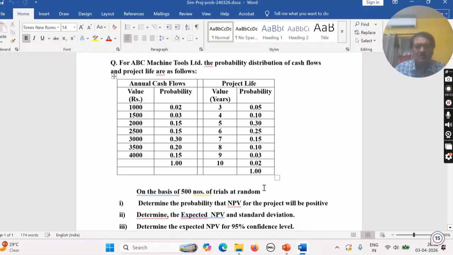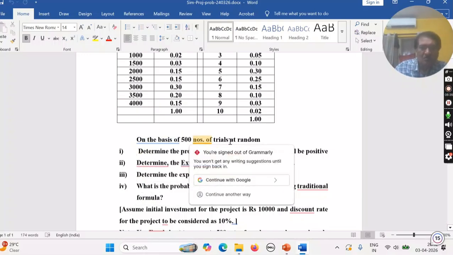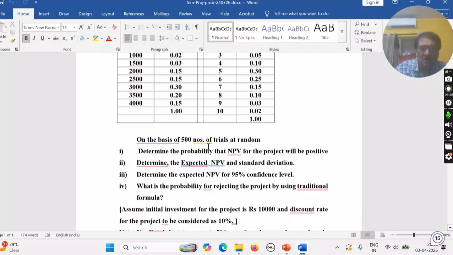Here we will consider not the deterministic value but values with probabilities. What you have to do, on the basis of 500 trials at random numbers, is see what situation will happen. It is not deterministic. To make it random, we will use the help of random numbers. We will give 500 trials at random. All trials are at random, and accordingly you have to take the value of cash inflows and apply it for the project.